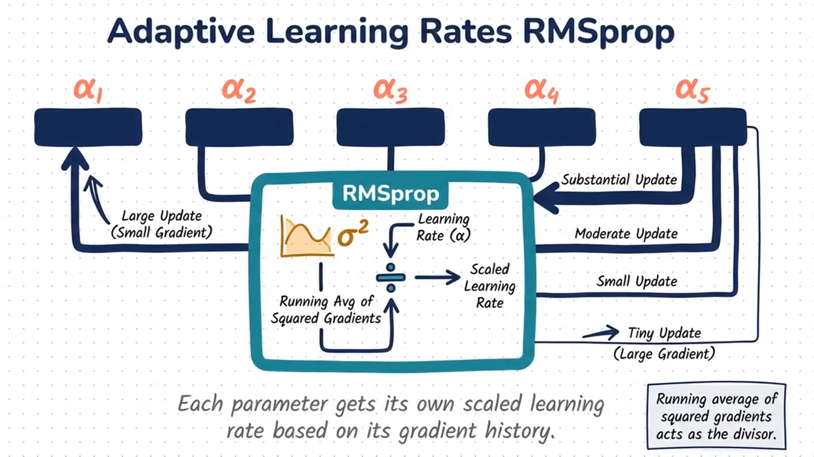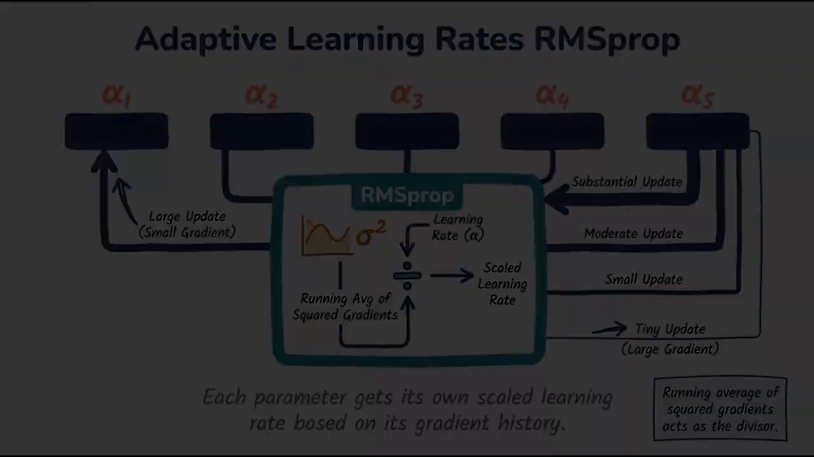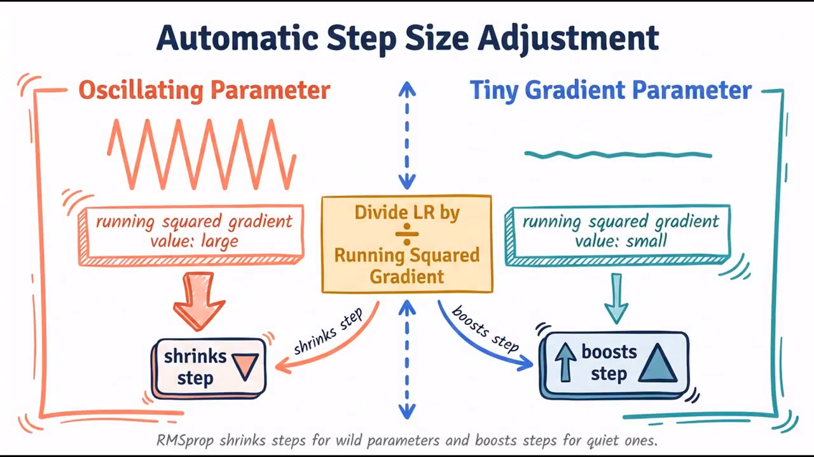RMSprop scales the learning rate of each parameter by dividing it by the running average of its squared gradients. If a parameter oscillates wildly, its running squared gradient is large, which shrinks its step size. If a parameter has tiny gradients, the divisor shrinks, boosting its step size.